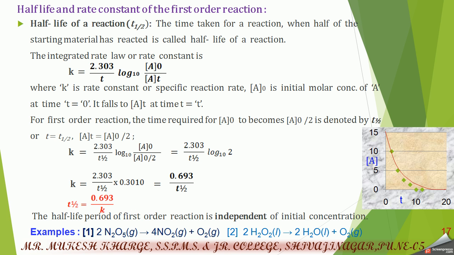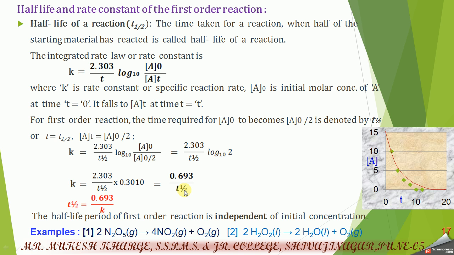So if we solve this, 2.303 upon t, t half, log A0 upon A0 by 2. A0 gets cancelled. The denominator of the denominator becomes the numerator. So what is your term? Log 2 to the base 10. If you take the log, the value becomes 0.3010. If you multiply it by 2.303, your answer is 0.693, and at the denominator t half.